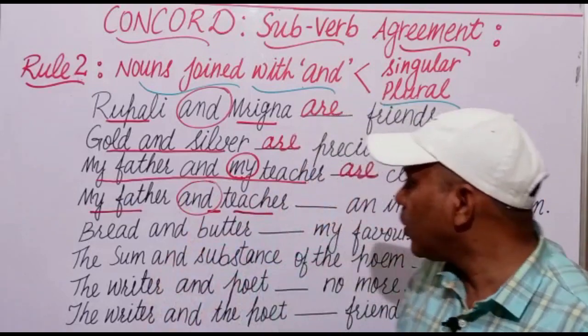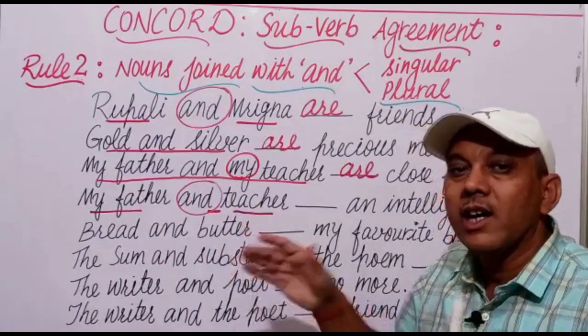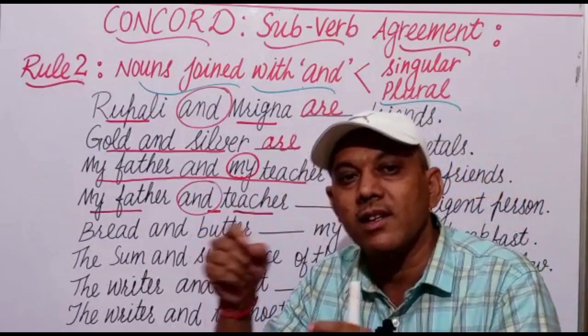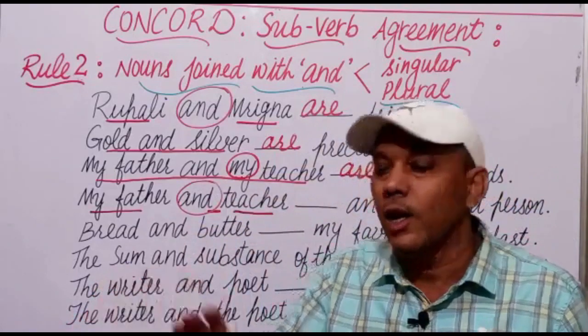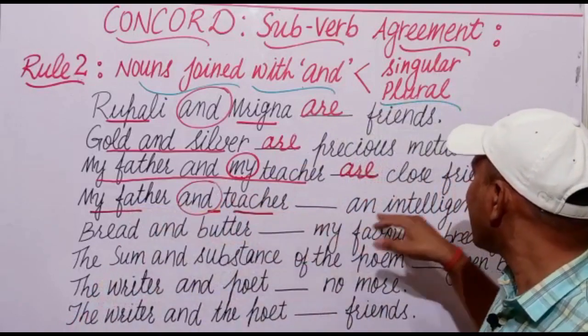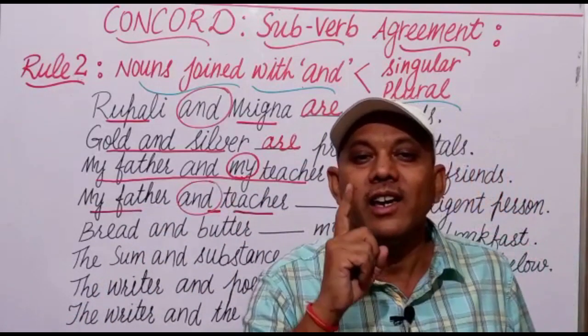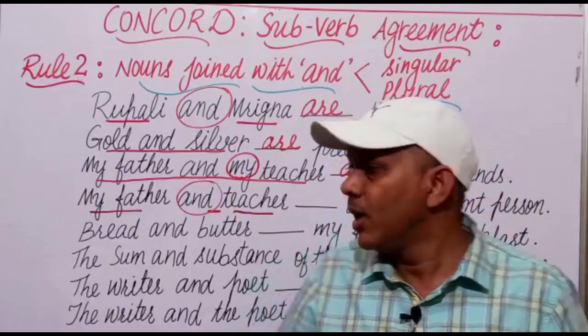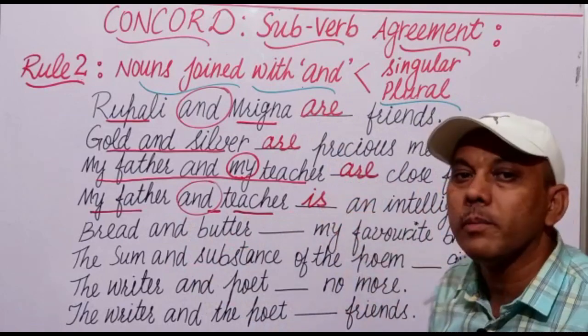Why? Because in this sentence, my father and teacher refer to the same person. वो मेरे फादर भी हैं और वही टीचर हैं. My father and teacher dash an intelligent person. Here we shall fill in is, not are. My father and teacher is an intelligent person.